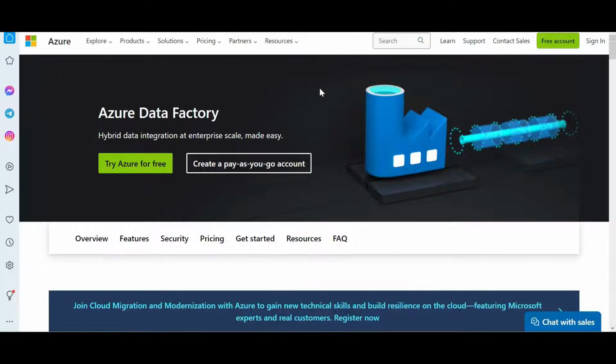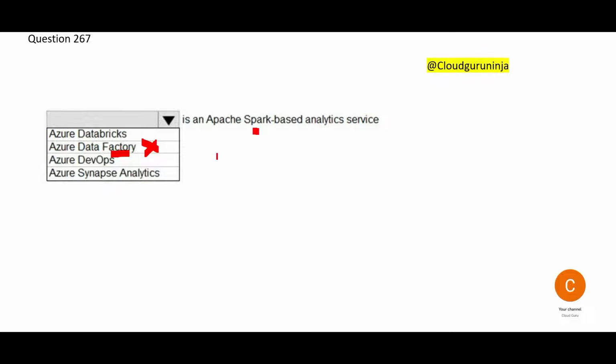The moment I know that I have to create a data movement routine, I want to move data from one place to other and apply some transformation, some calculation in between, and then load the data, I will use Data Factory. Now, see, it is common sense. We are talking about DevOps, and here we are talking about analytics service. DevOps is not an analytics service.